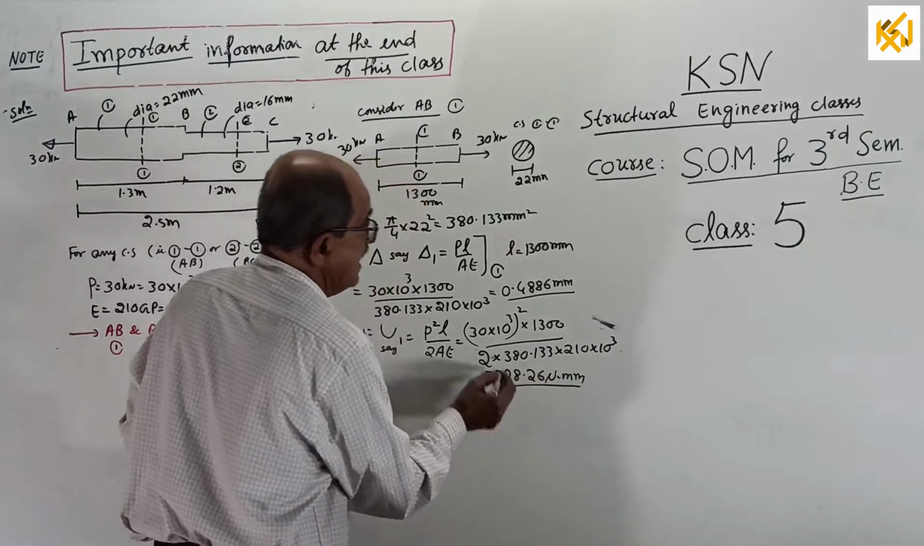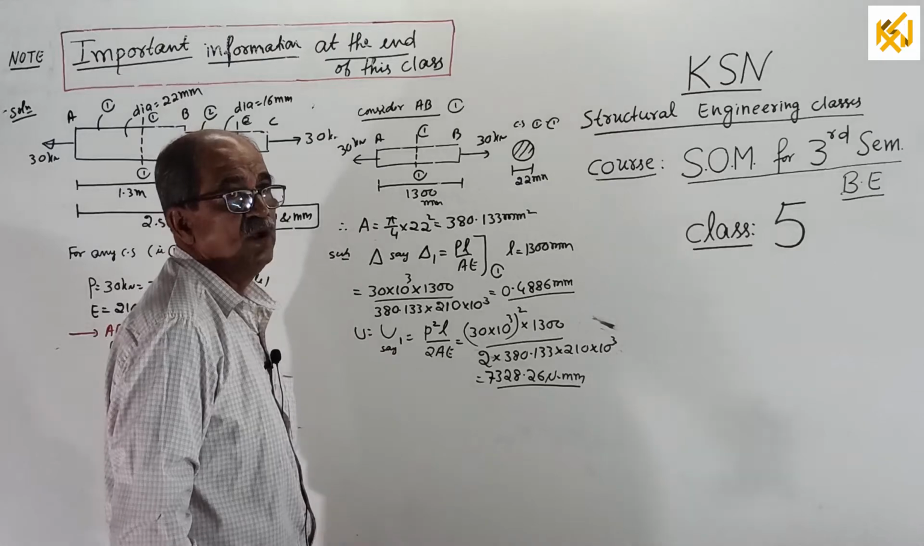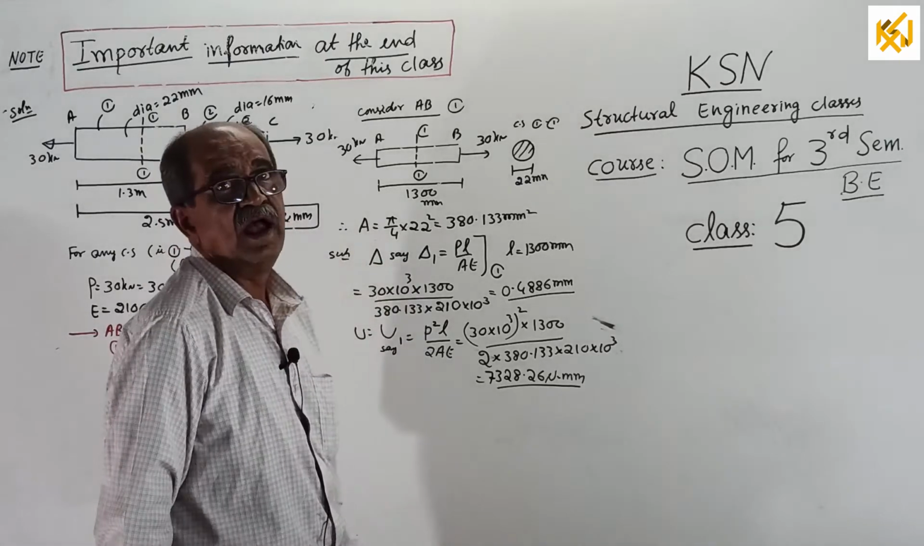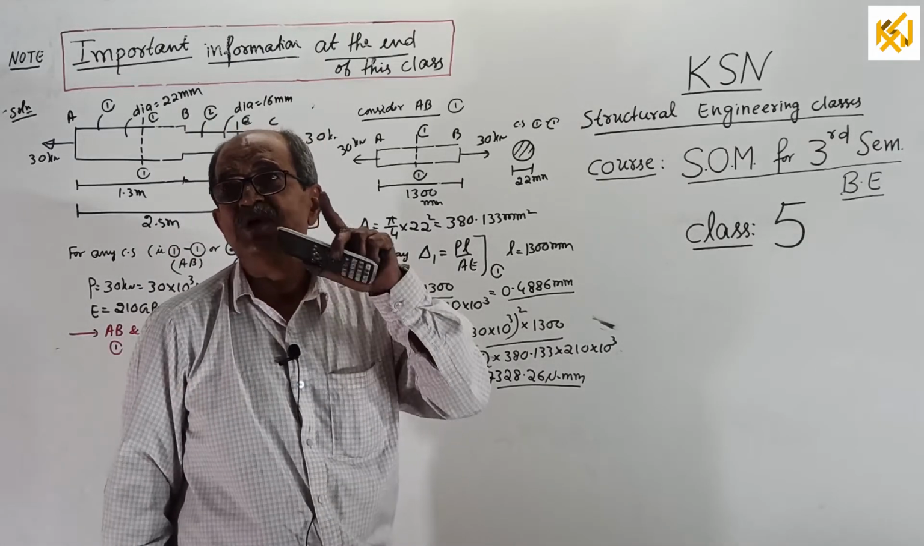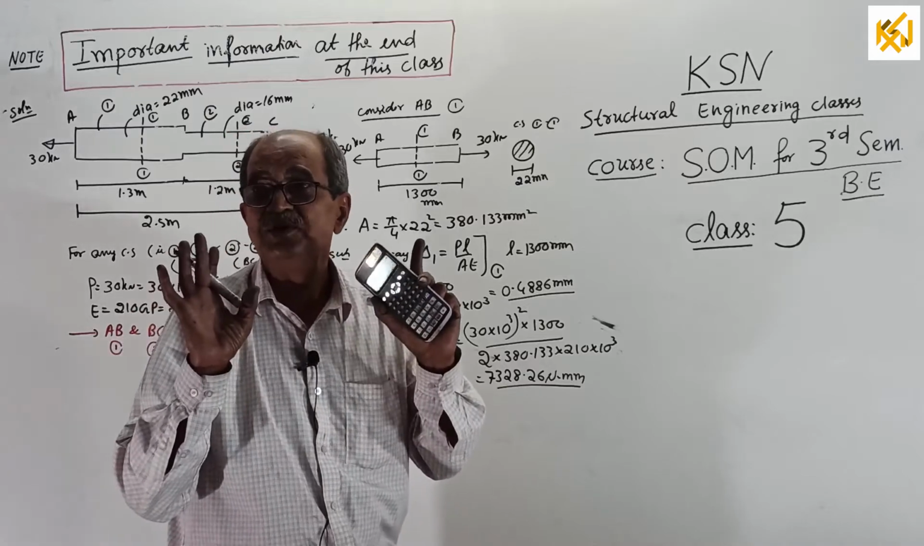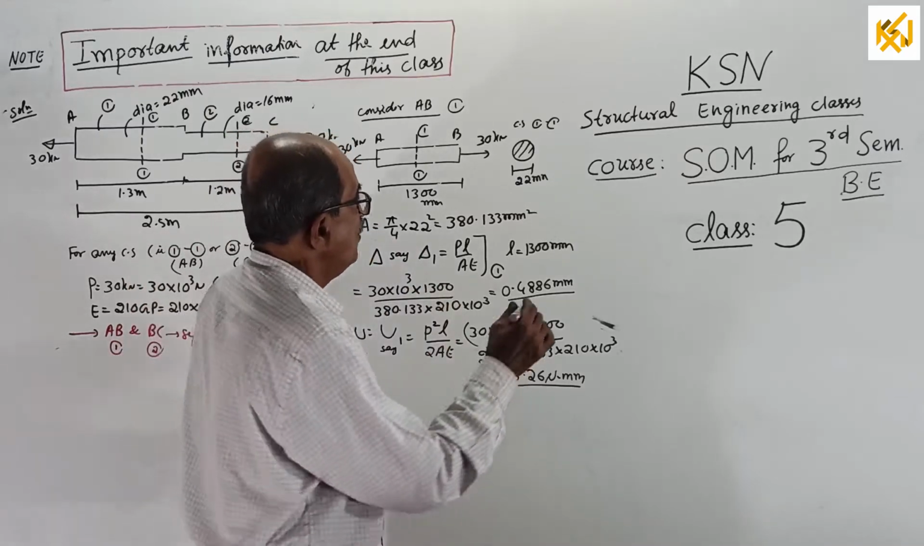7328.26 Newton millimeter is U. Okay, now they wanted elongation and strain energy, maximum and minimum stress. Last I am doing, not now. There is a reason for it. Okay, start. Now I write here.